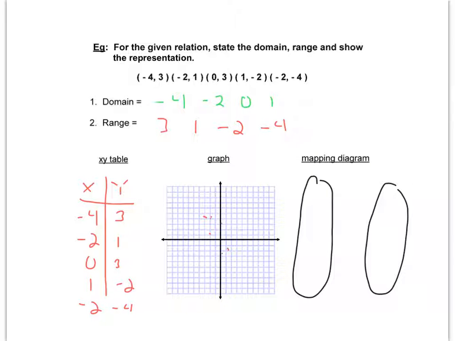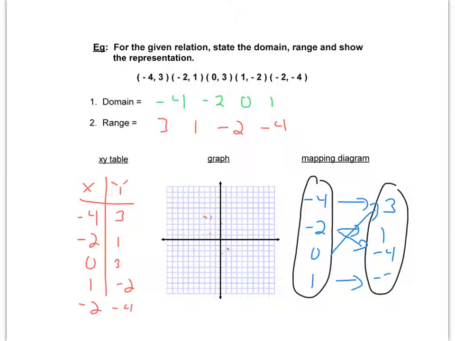Okay, I'm going to have my x's, which is -4, -2, 0, and 1. Of course, -4 maps to 3. -2 maps to 1, but it also maps to -4, and that says that's not a function. 0 maps to 3. And 1, of course, maps to -2.